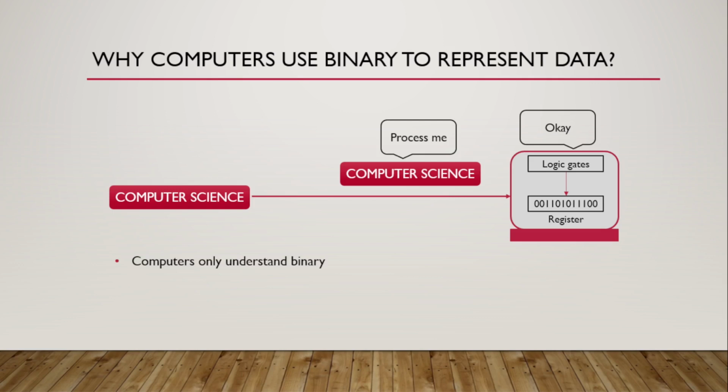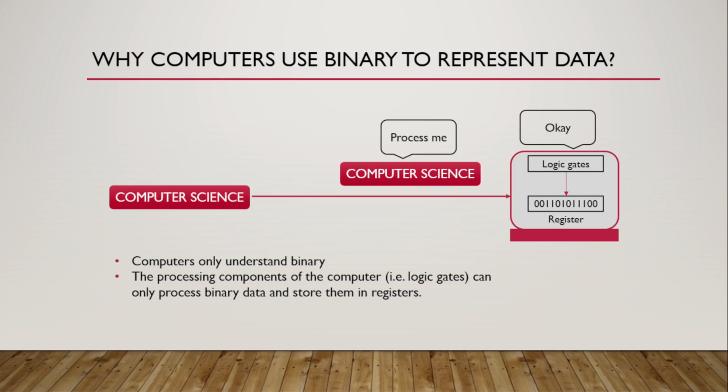Hence, we can extract from this illustration that computers use binary to represent data for two reasons. The first one is that computers only understand binary. And the second is that the processing component of the computer, which is just a logic gate, can only process binary data and store them in registers.